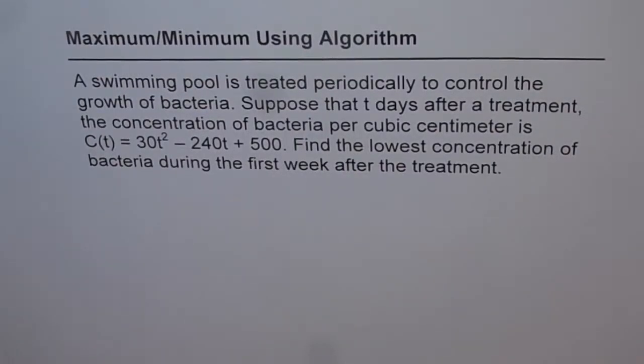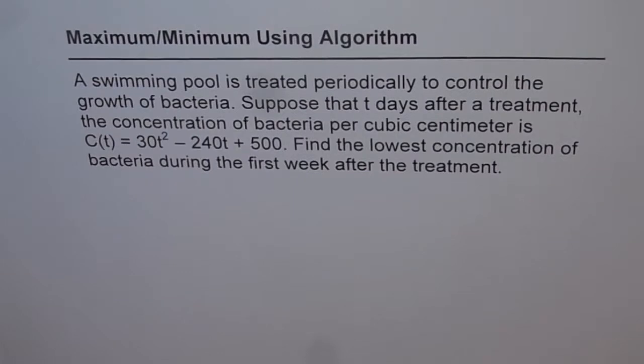Maximum minimum using algorithm. A swimming pool is treated periodically to control the growth of bacteria. Suppose that T days after a treatment, the concentration of bacteria per cubic centimeter is C of T equals 30T square minus 240T plus 500. Find the lowest concentration of bacteria during the first week after the treatment.